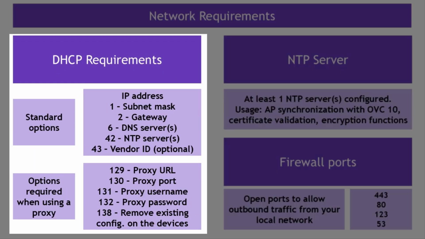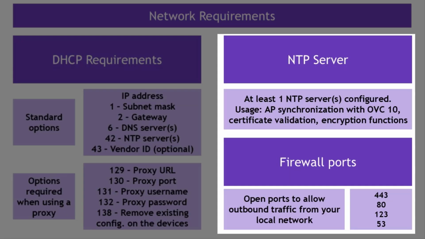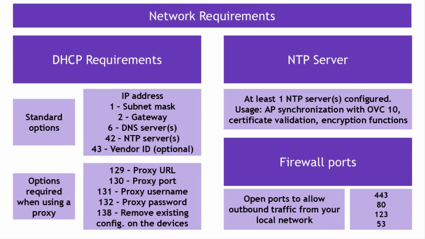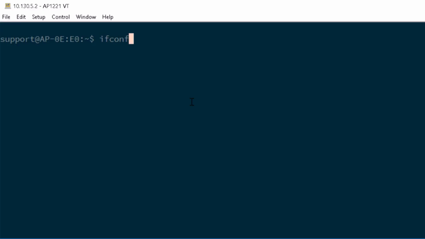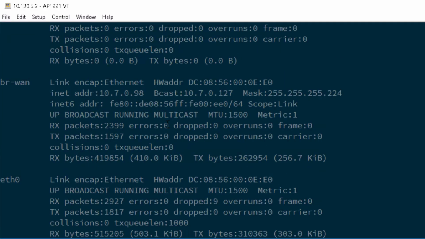A standard DHCP server is required on the network, with additional options when using a proxy. Make sure that at least one NTP server is set up for access point synchronization. Finally, if you are using a firewall in your network, make sure that the following ports are open. Otherwise, no data can be transmitted to the platform. Check that your access point received a correct IP address so it can contact OmniVista Cirrus through your network.